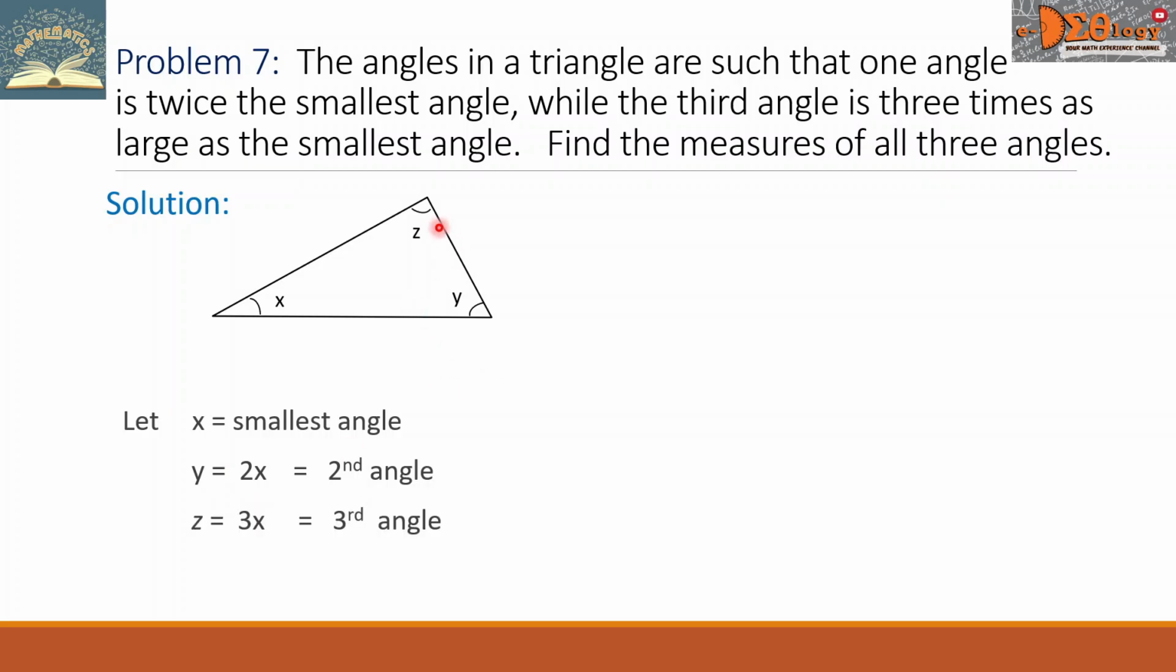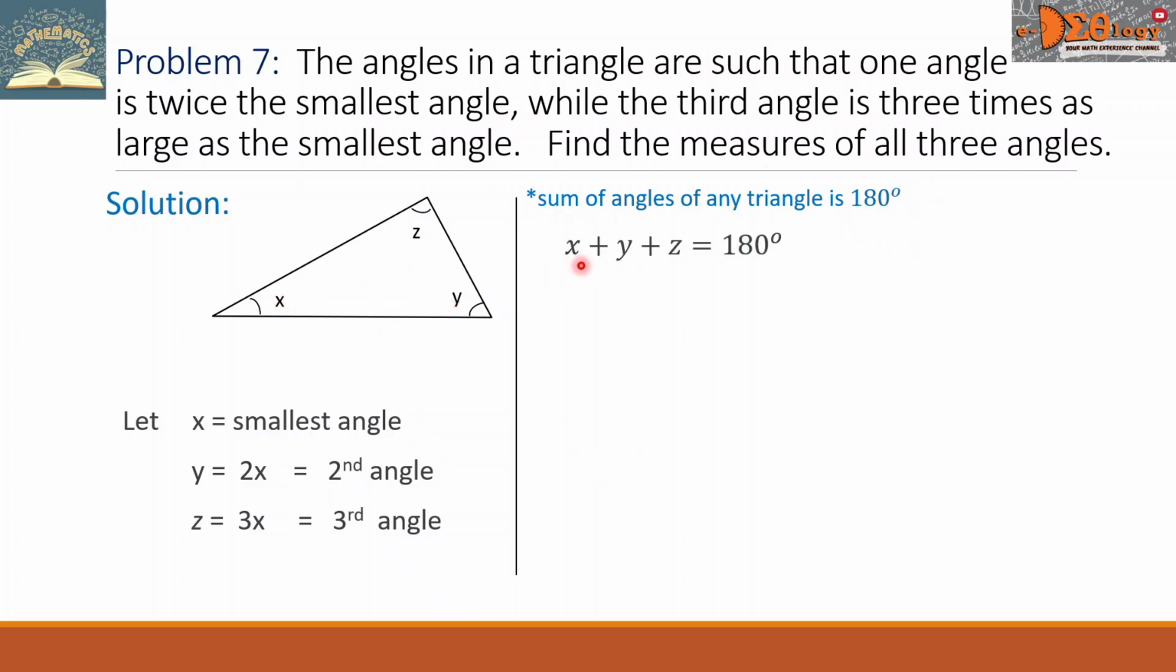And for the other angle, the z angle, this is the third. The problem says the third angle is 3 times as large as the smallest. So we write here z equals 3x. Then we know the formula. Sum of angles of any triangle is 180 degrees. That means we are going to add the three angles. So x plus y plus z equals 180 degrees.